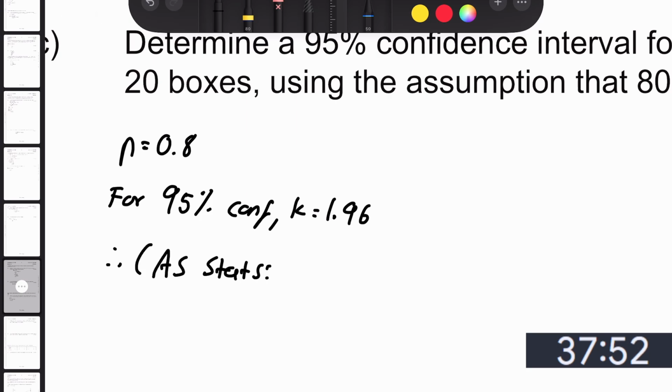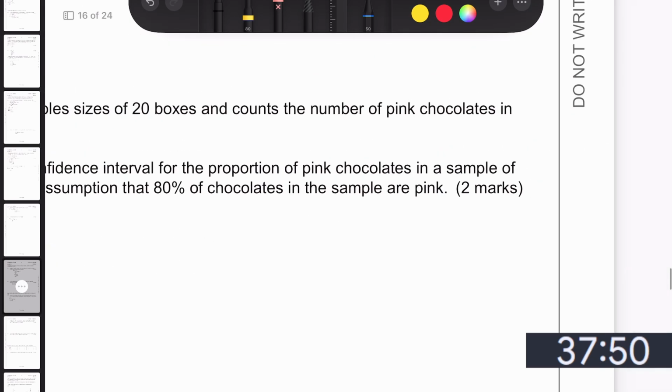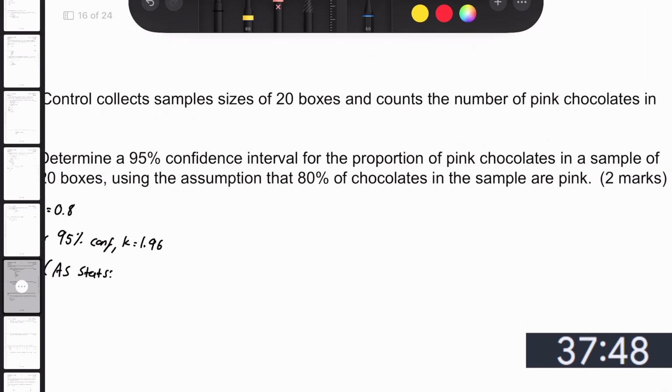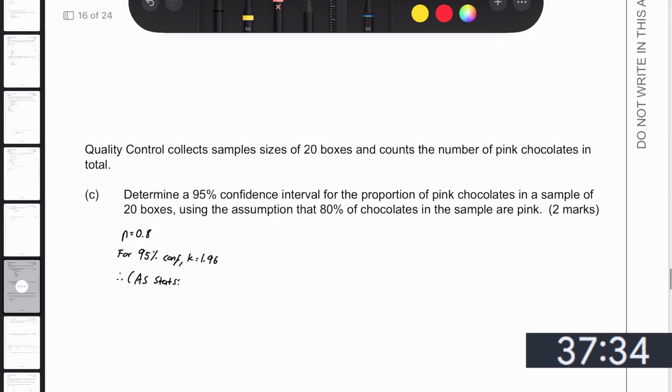Okay, I'm going to go menu statistics because it's only 2 marks. I'm not going to do all of that. Calculation interval. One sample z interval on a list. Nope, sorry, not list. Variable. Confidence level 0.95. Standard deviation. No, wait. One prop z interval. Okay, 0.95, x. It's going to be 0.